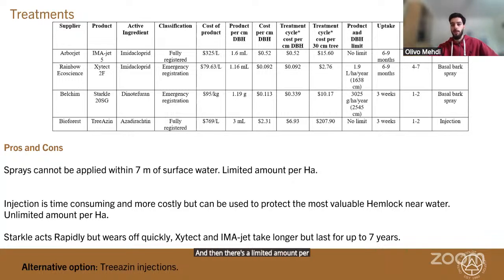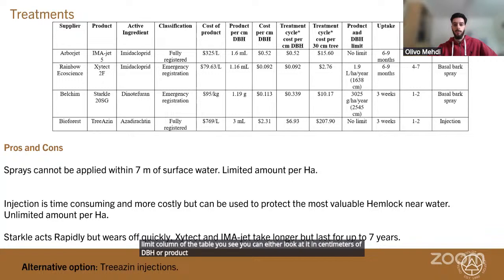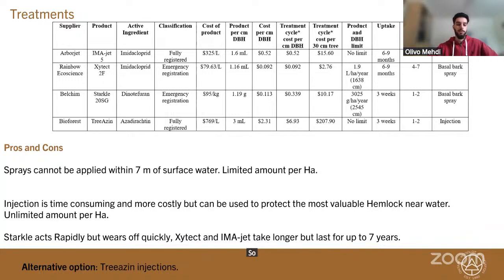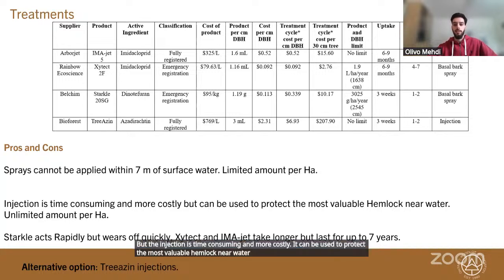In the product and DBH limit column of the table, you can either look at it in centimeters of DBH or product volume, but you're limited in that. So then you can do it the next year to treat the rest of the trees. But the injection is time consuming and more costly. It can be used to protect the most valuable hemlock near water, because that's really the niche function of hemlock. And then there's, of course, an unlimited amount per hectare, so you can treat as many as you can physically with the time or money that you have.